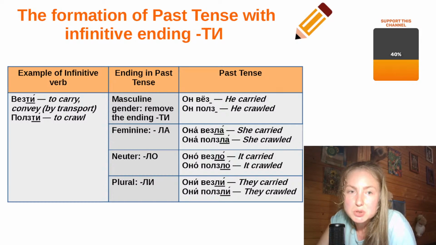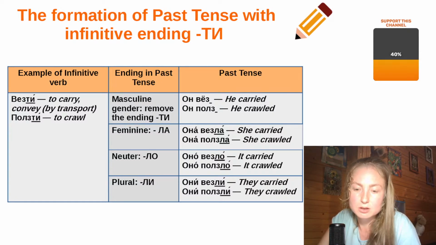So how do we produce the past tense? Again, we need to take the infinitive вести. And for masculine words, we need to remove this т. So this т goes away. And we get он вез, he carried, and он полз.